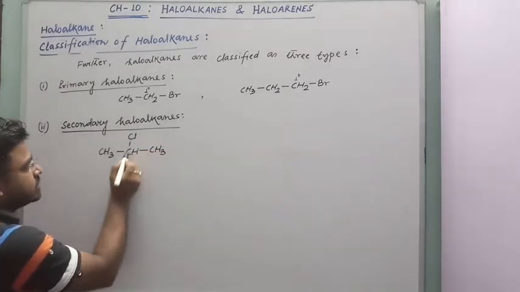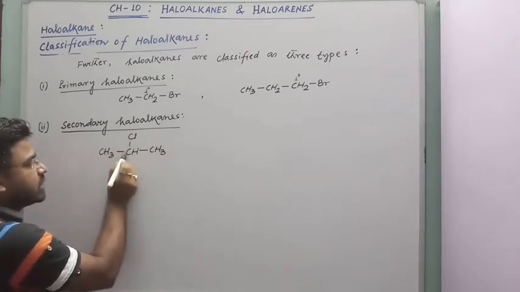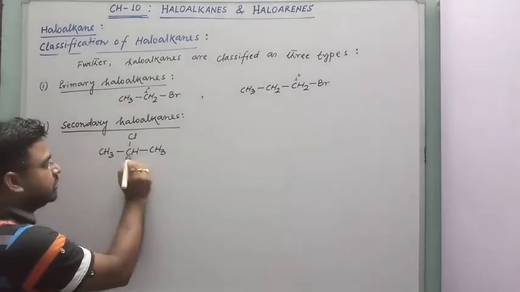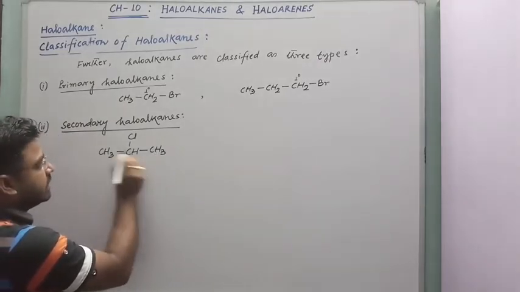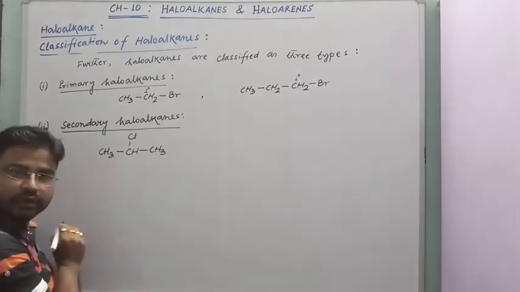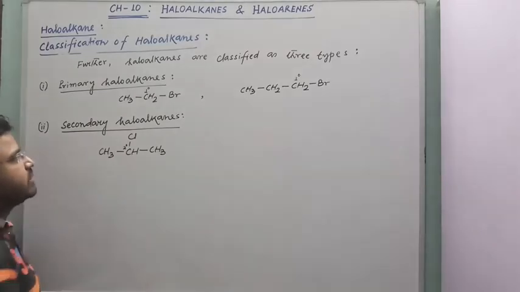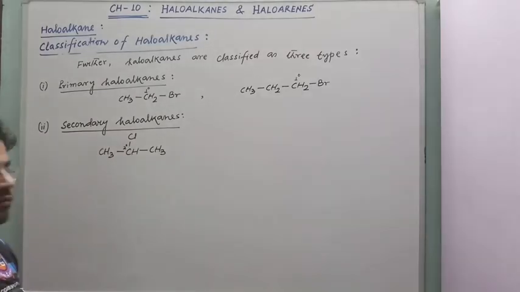So chlorine is attached with this carbon atom, and this carbon is directly attached to one carbon on this side and another carbon on this side. So this carbon atom is directly attached with two carbon atoms, because this carbon atom is attached with the halogen. So this carbon is secondary carbon, and this compound is secondary haloalkane.